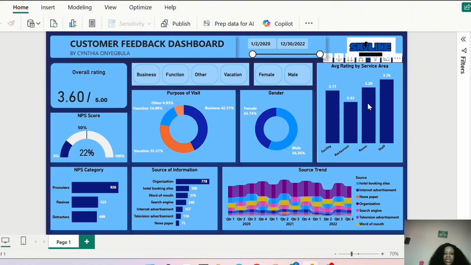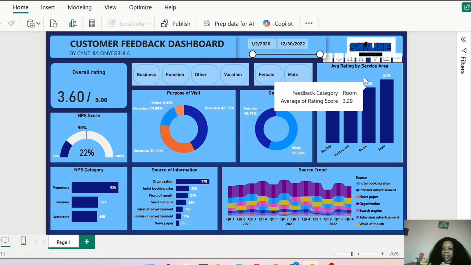This 3.29 is decent, but it's not all there. And that's because at the end of the day, Skyline Towers is a hotel, and one of the major products of a hotel is its rooms. I fully expect that we should be getting at least 4 stars from our rooms, because rooms are not, to me, difficult to handle.